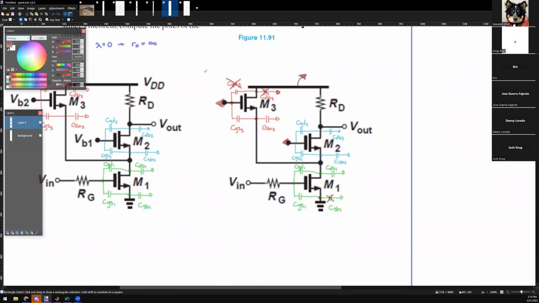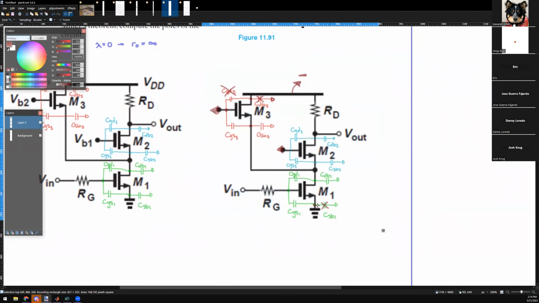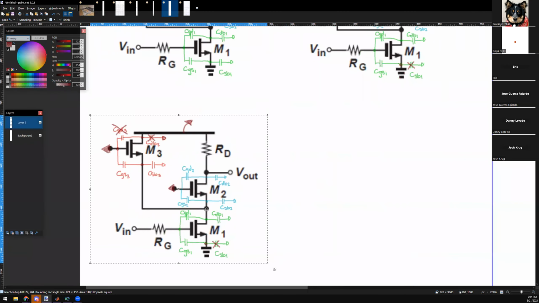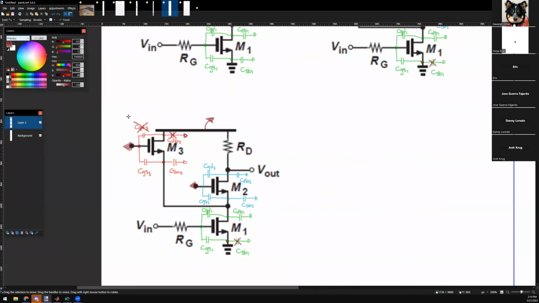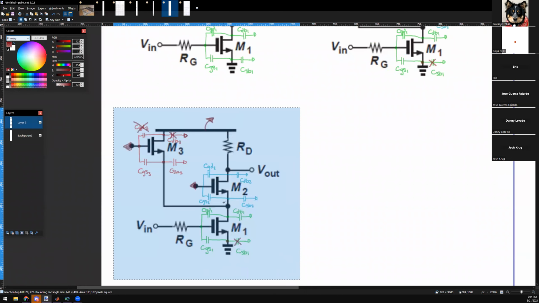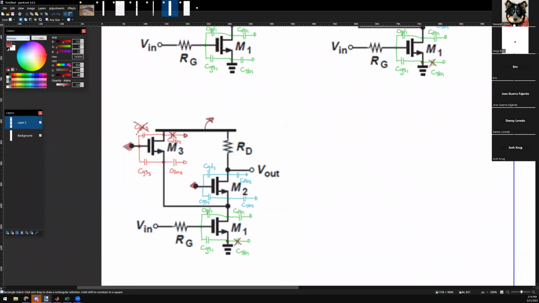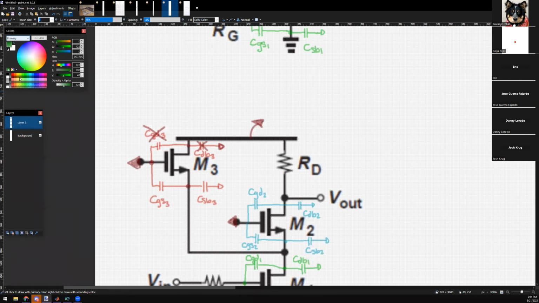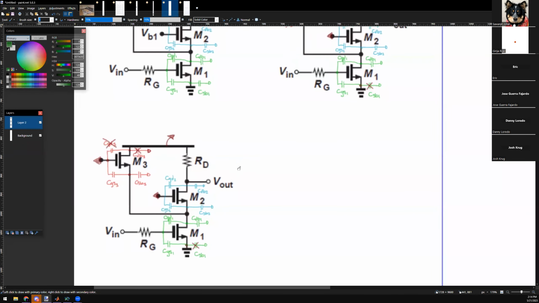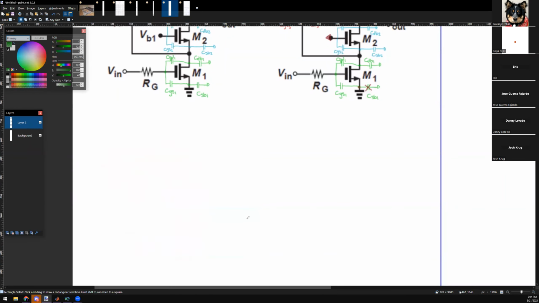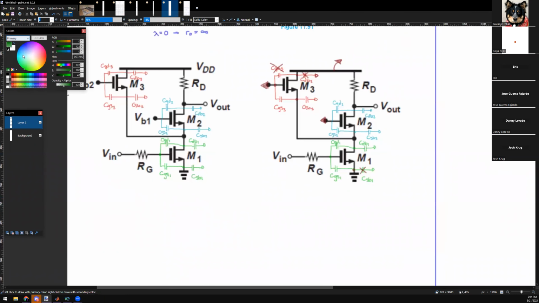Okay, so now we eliminate the parameters that we don't like. Now we go to the next step, which is that we can combine capacitors. How many capacitors total do I need? Let's just start writing them out.